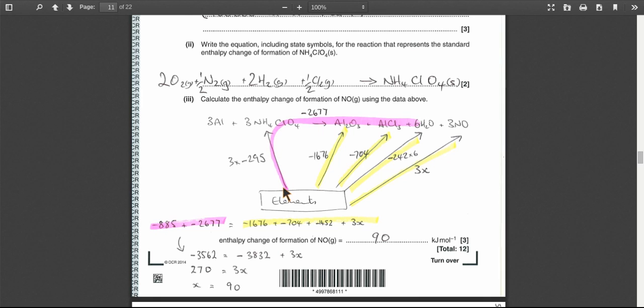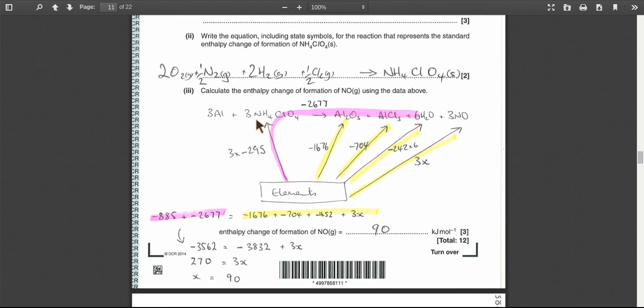And then we connect the elements box to the chemicals in the equation, and these represent the enthalpy changes of formation. So we know the enthalpy change of formation for this here, remember that for 1 mole is minus 295, and so we've got 3 in this equation, so we've got 3 times minus 295 there. We've got 1 mole of aluminium oxide formed, so we've got minus 1676 here, minus 704 for the 1 mole of aluminium chloride, minus 242 times 6 because we've got 6 moles of water formed, and we've got 3 moles of NO. That's our unknown, so I'm saying 3x here. And we also know the enthalpy change for this reaction is minus 2677.